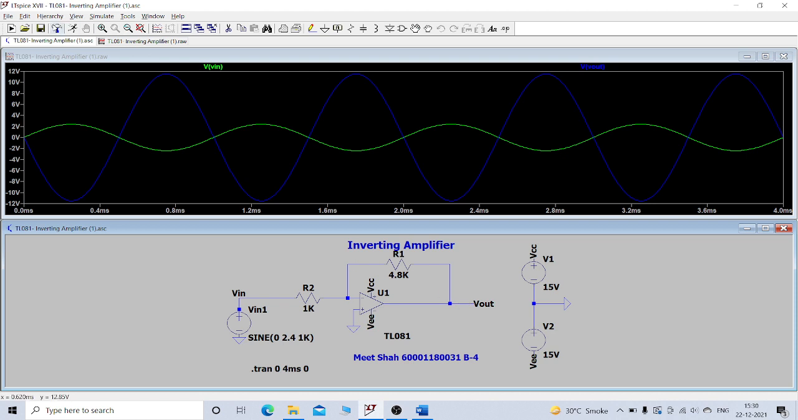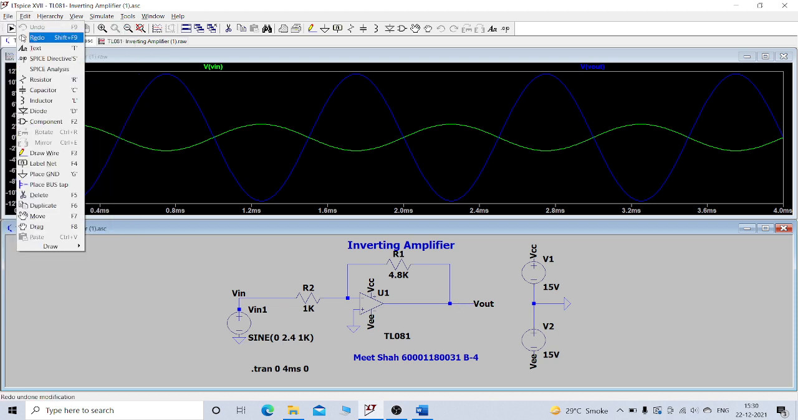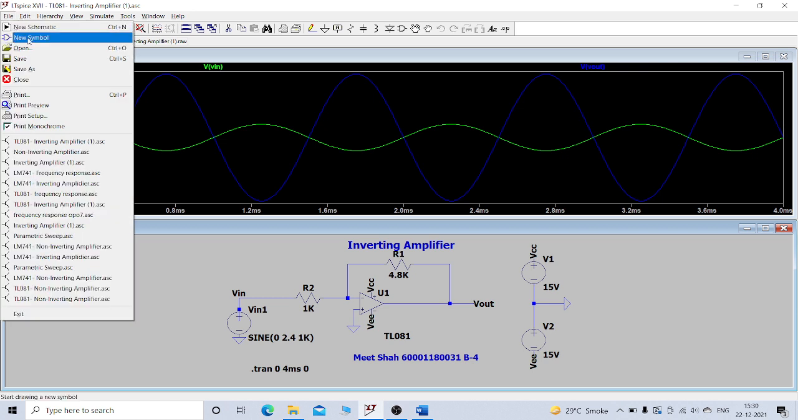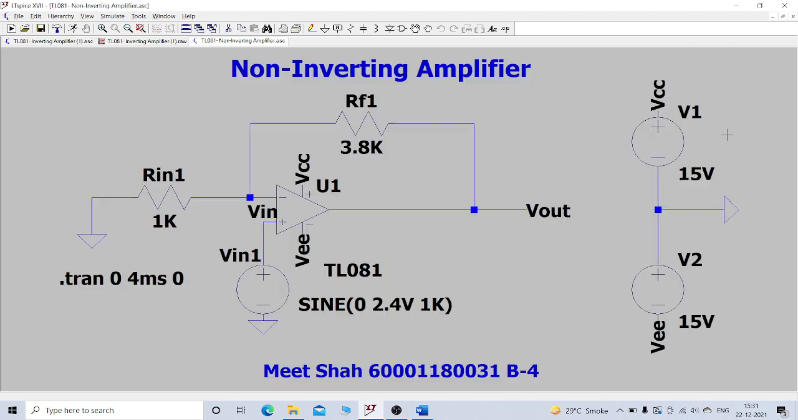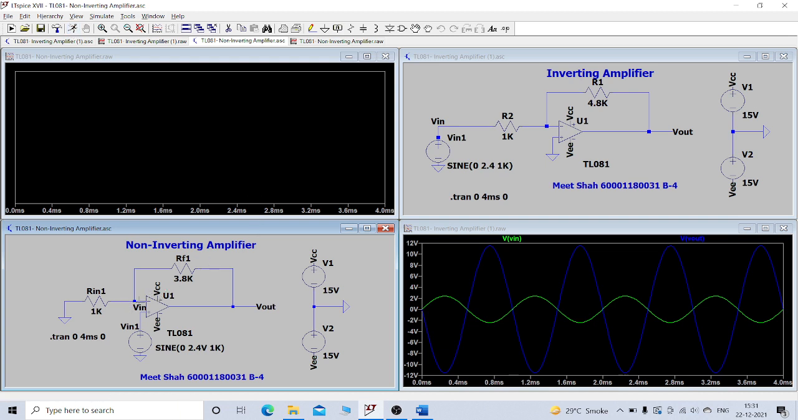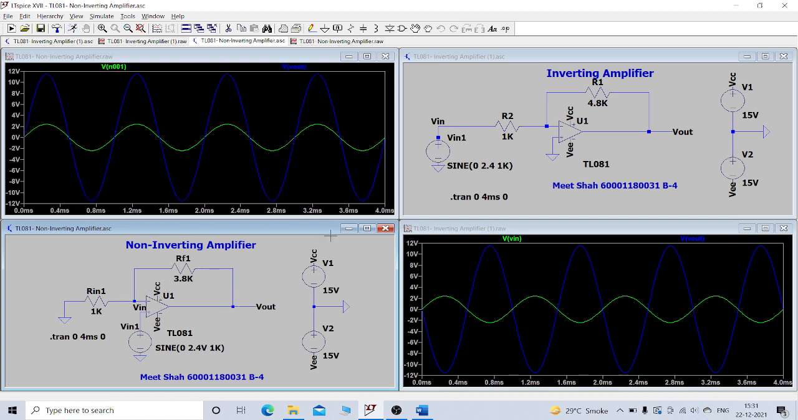Now we'll see the non-inverting TL081. And this is also for a gain of 4.8. So we'll run this also and we'll see what we are getting at Vin and Vout. As we can see, the waves for the inverting and non-inverting amplifier of TL081 are completely different.